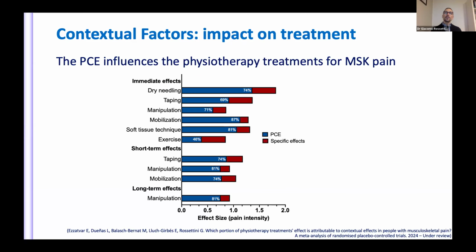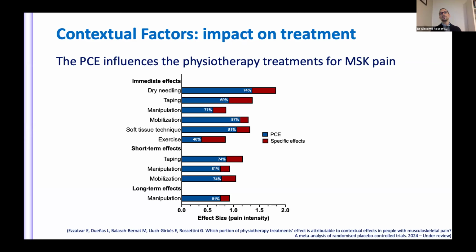And we considered an immediate effect immediately post-therapy, a short-term effect that ranged from 1 day to 30 days post-therapy, and a long-term effect beyond 30 days post-therapy. And what we notice is that the proportion attributable to contextual effects influences all the physiotherapy treatments used in musculoskeletal pain and in manual therapy.